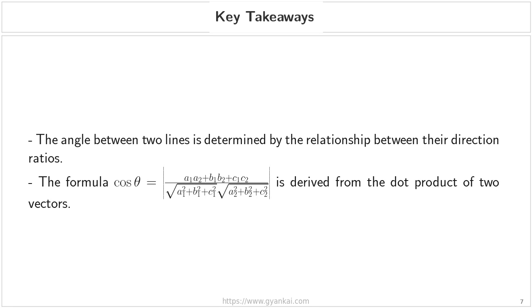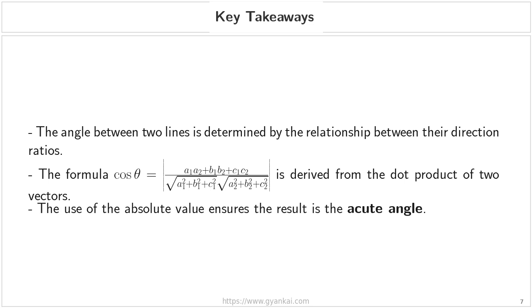Second, I want you to keep that main formula in your mind. It is cosine theta equals the absolute value of a1 a2 plus b1 b2 plus c1 c2, all over the square root of a1 squared plus b1 squared plus c1 squared multiplied by the square root of a2 squared plus b2 squared plus c2 squared. Now, it might look a bit intimidating, but remember that this formula is actually derived from the dot product of two vectors, which is a concept you'll see frequently in vector algebra.